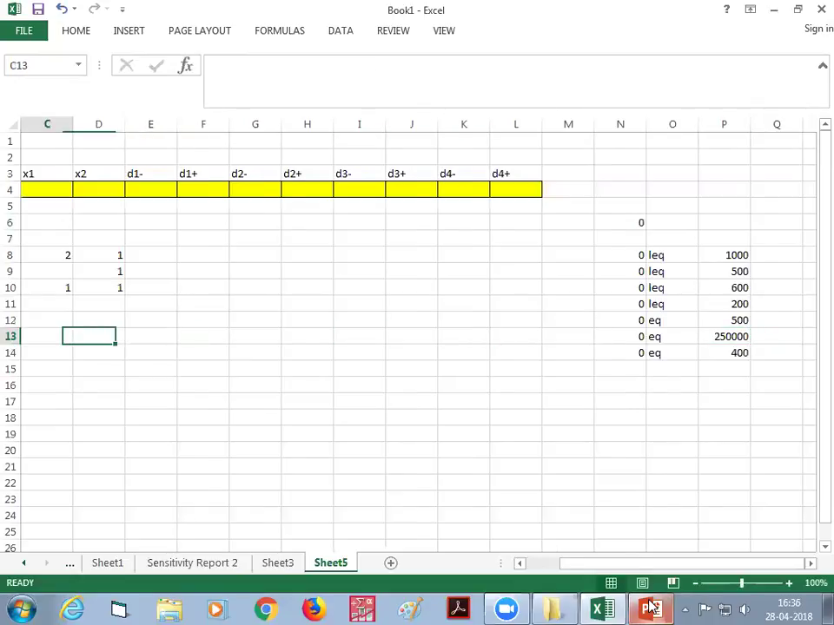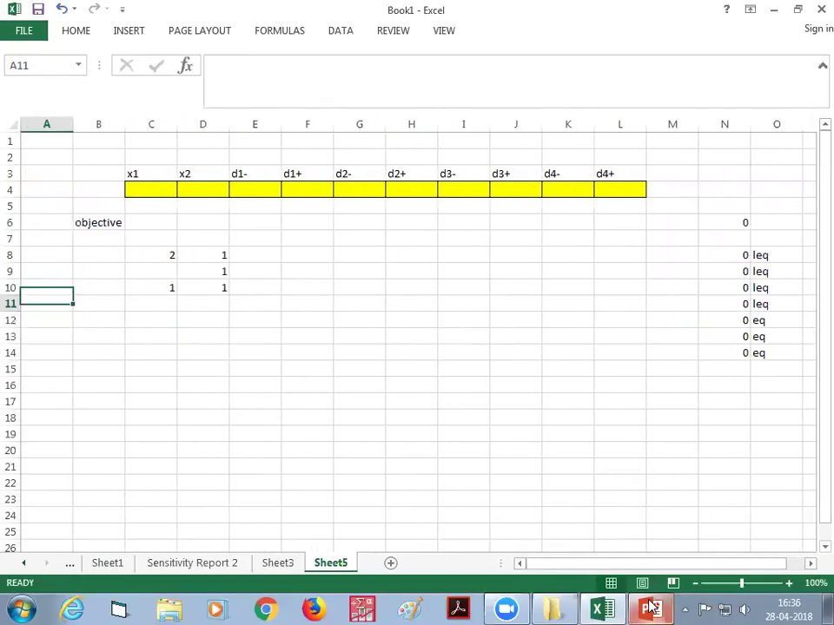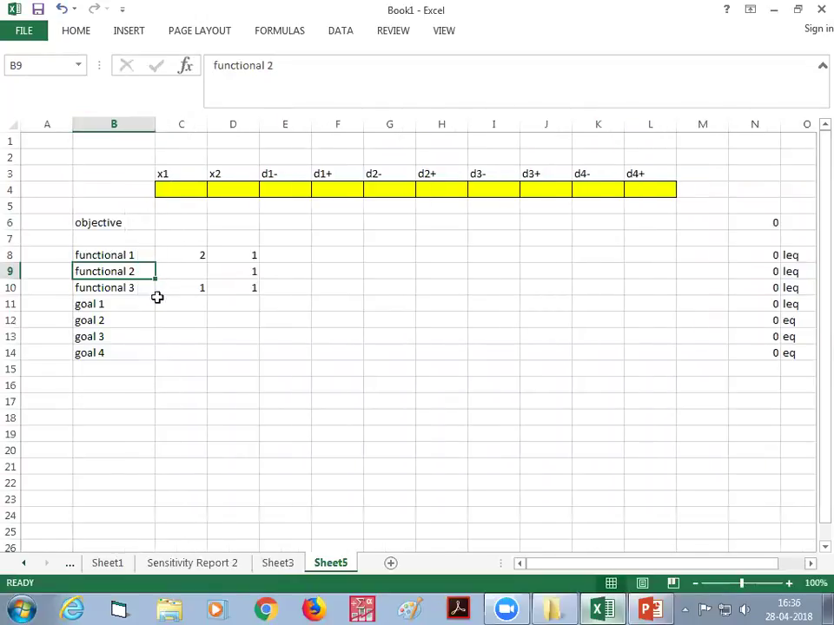Now, let's put this in. We'll call this a goal: goal 1, 2, 3, 4. Yes, this is goal 1. And these are functional: functional 1, 2, 3. Okay, that's nice.